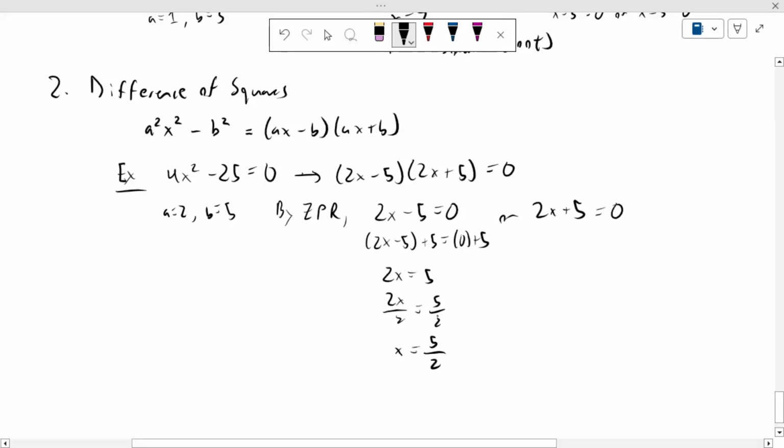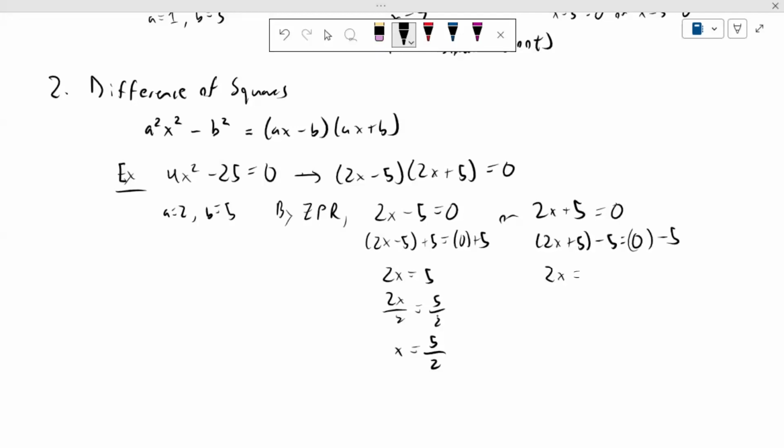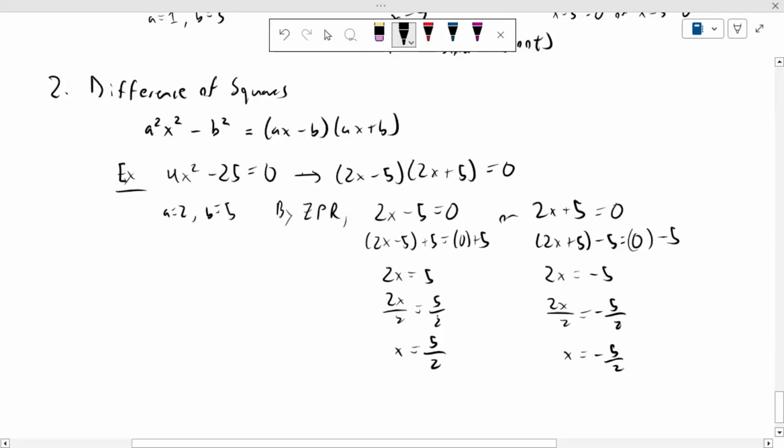Okay. Over here, I'll do all the same steps. 2x plus 5, but now I got to subtract 5. So I get 2x is equal to negative 5. Now I'm going to divide by 2 on both sides. So I'm going to get that x is equal to negative 5 halves. Okay. And so your solution set is, if I go from smallest to largest, negative 5 halves, 5 halves.